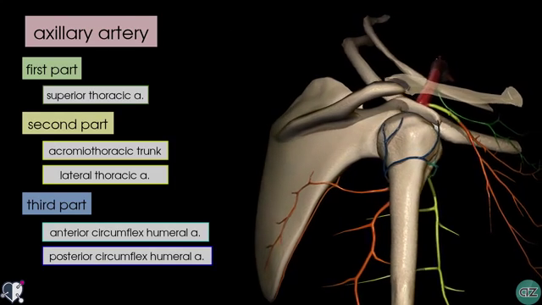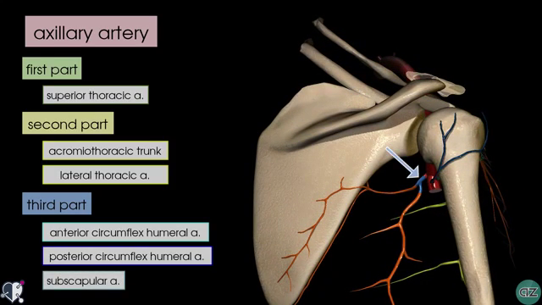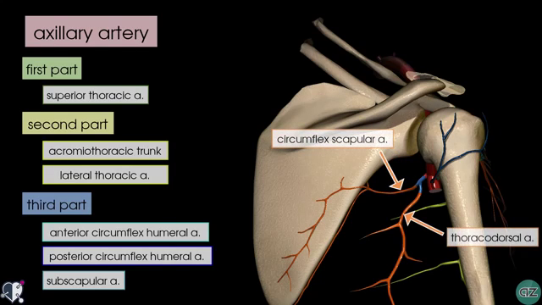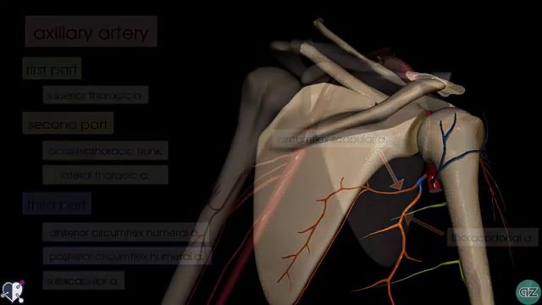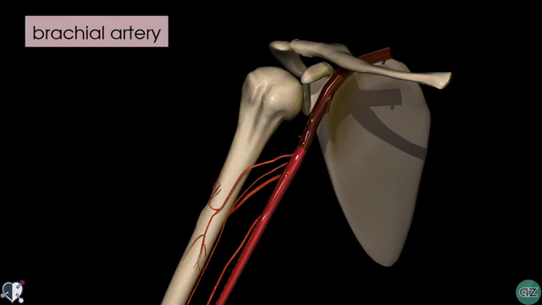And just rotating fully round to the back, you can see the subscapular artery coming off. The subscapular artery is the largest branch of the axillary artery, and you can see 2 of its branches here, the scapular circumflex artery and the thoracodorsal artery. The axillary artery then becomes the brachial artery at the level of the lower border of the teres major muscle, which marks the lower boundary of the axilla.